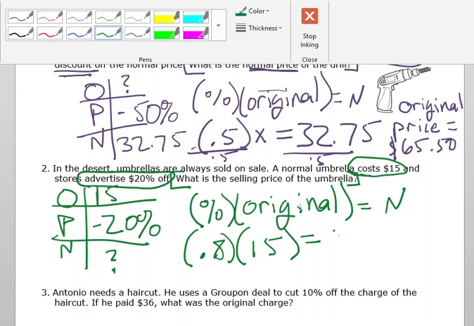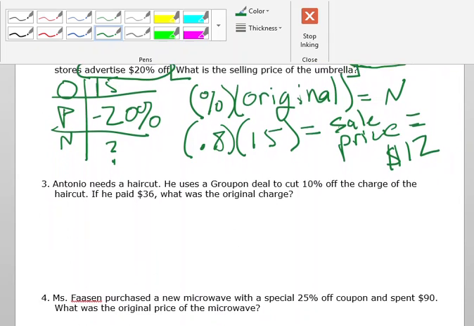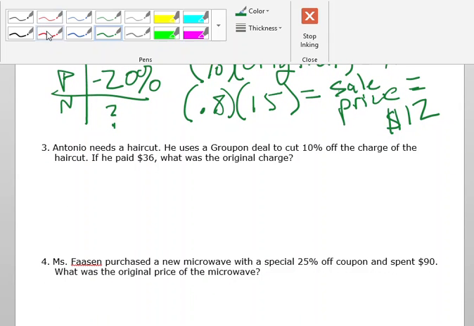All right, so my new sale price is equal to $12. You can get a $12 umbrella in this particular desert. Number 3: Antonio needs a haircut. He uses a Groupon deal to cut 10% off the charge of the haircut. If he paid 36, what was the original charge?